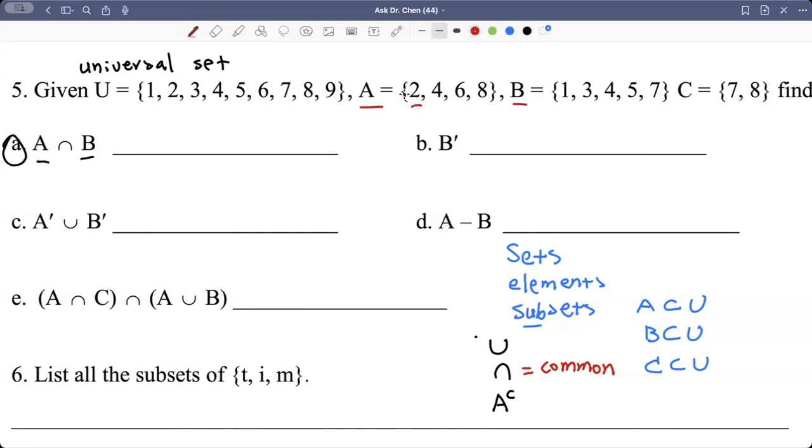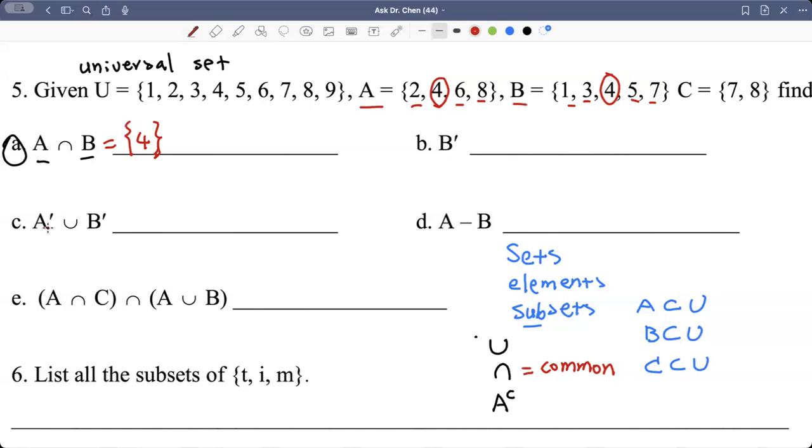So let's see. 2 is only in A, not in B. 4 is in A, also in B. So we have a 4 in the intersection. Now 6 is only in A, not in B. 8 is only in A, not in B. 5, 7 are only in B, and 3 and 1 are only in B, not in A. So there's only one element in the intersection of A and B. So A intersect B is {4}.